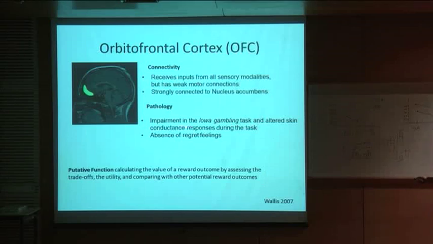And the pathology of the orbitofrontal cortex involves actually a poor judgment of evaluation of rewards. So for example, one famous task is when the person has to prefer consistently a less rewarding stimulus, in this case a deck of cards, which brings low but consistent rewards, versus a high reward which also often comes with losing. So the orbitofrontal cortex was associated with the correct behavior in this task, and also people with damage to orbitofrontal cortex were reported to have absence of regret feelings. So its putative function was proposed as calculating the value of a reward outcome by assessing the trade-off, the utility, and comparing with other potential reward outcomes.